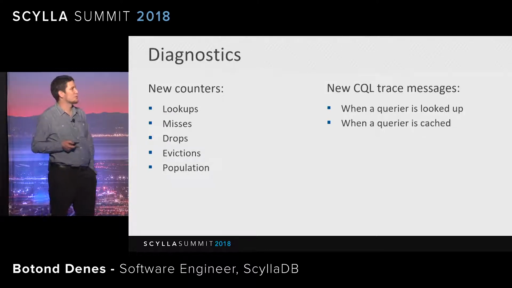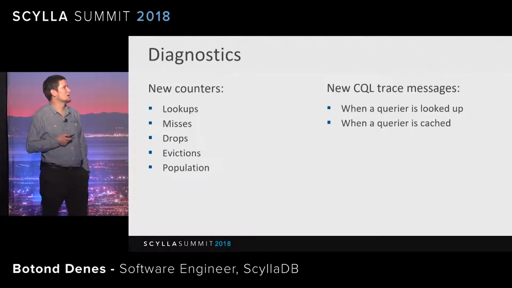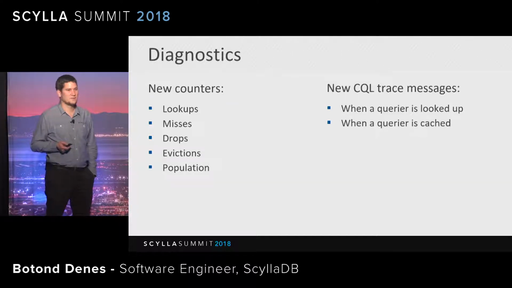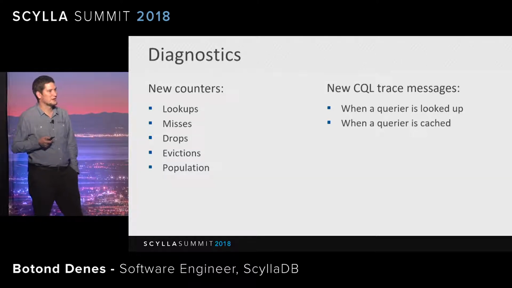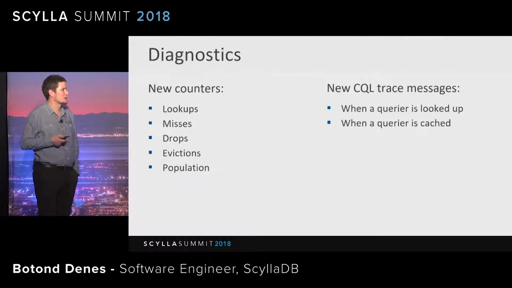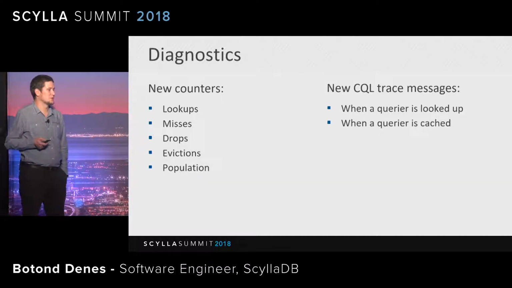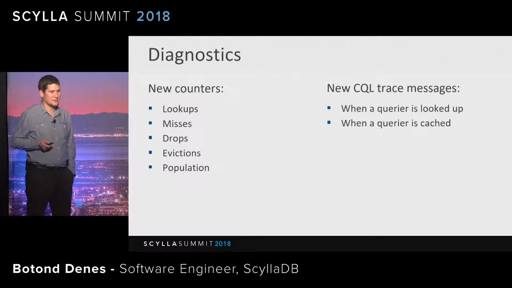There's also new CQL trace messages. We log each time a query is looked up in the cache and each time a query is cached. In the former case, we also log whether the lookup was successful or not. If it was successful, we will also log whether we were able to reuse it or we had to drop it. If we had to drop it, we will log the reason why we had to drop it.